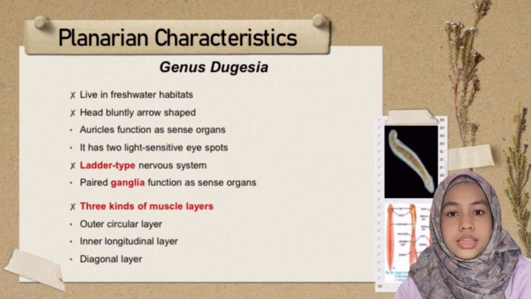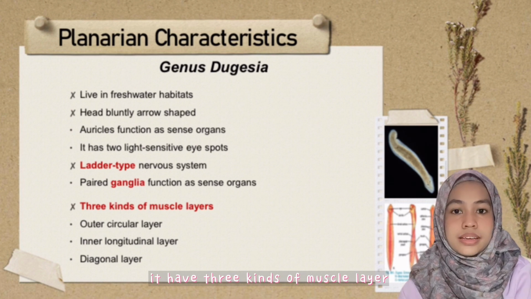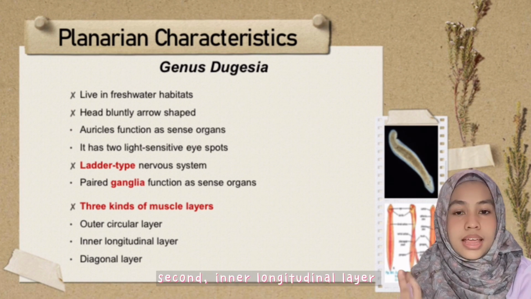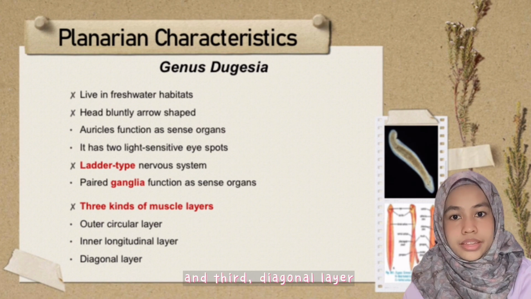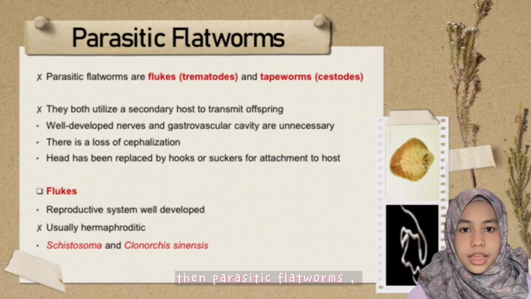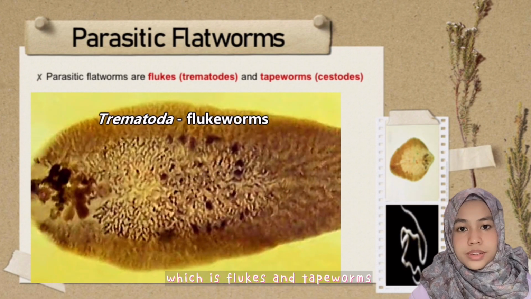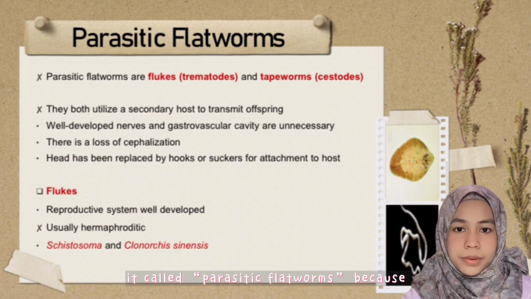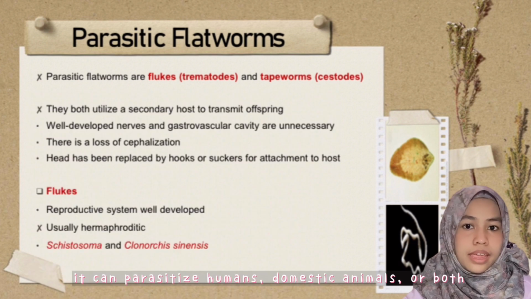Okay, it has three kinds of muscle layer. First, the outer circular layer. Second, the inner longitudinal layer. And third, the diagonal layer. Then, parasitic flatworms, which are flukes and tapeworms. They are called parasitic flatworms because they can parasitize humans, animals, or both.